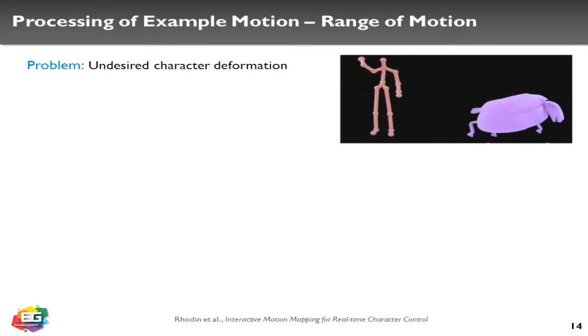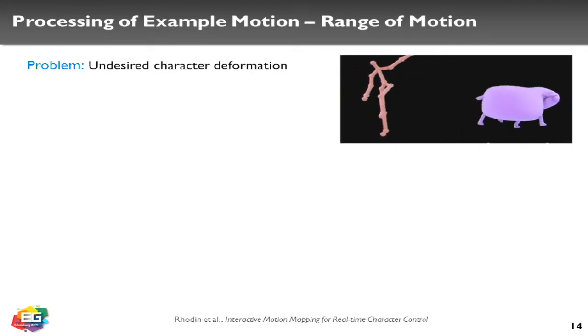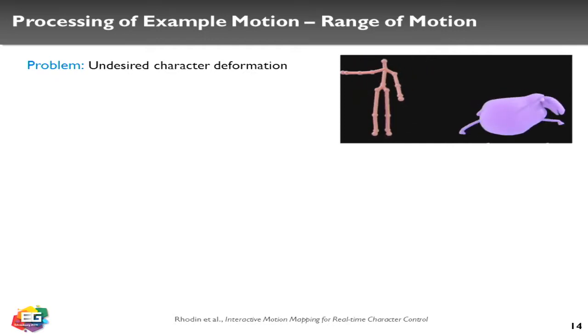So now the second problem is that they use a very sparse set of correspondences. This means that the new inputs are not well considered, so it could be a little bit of everything. So they have to somehow reduce the range of motion of the input motions. If there is no consideration of the range of motion, you can see that the character can suffer very strange deformations.